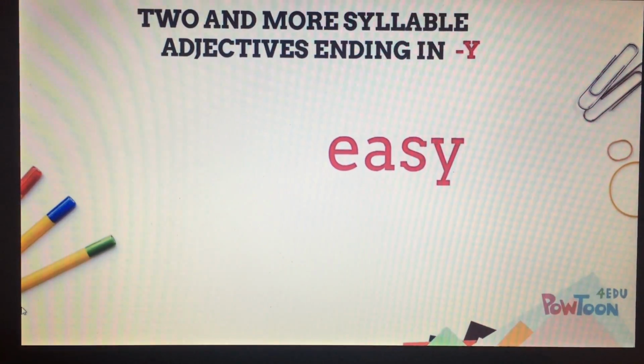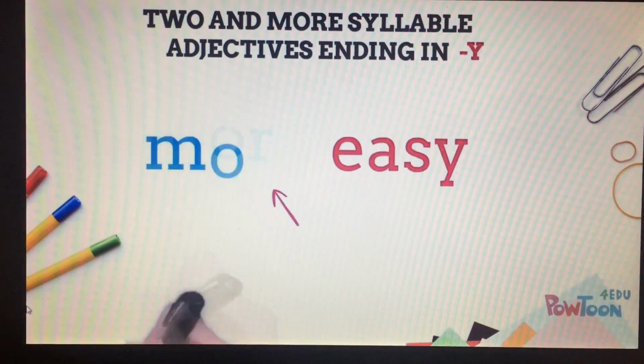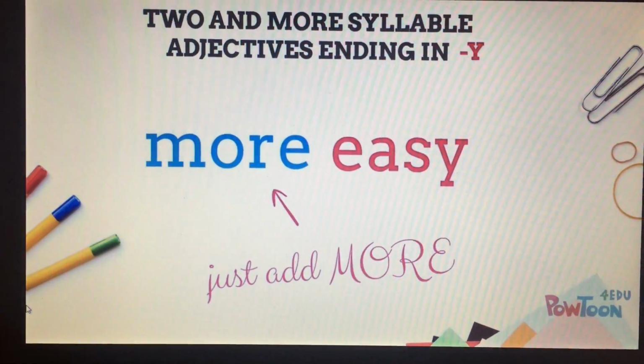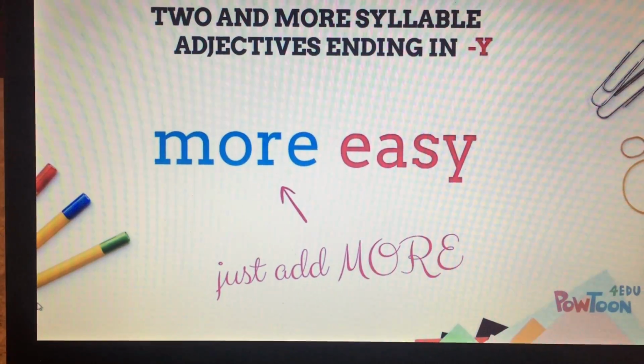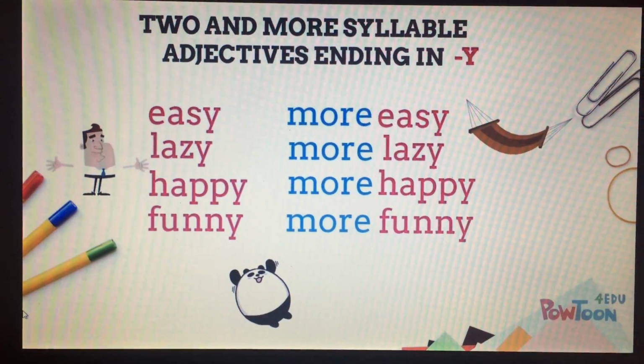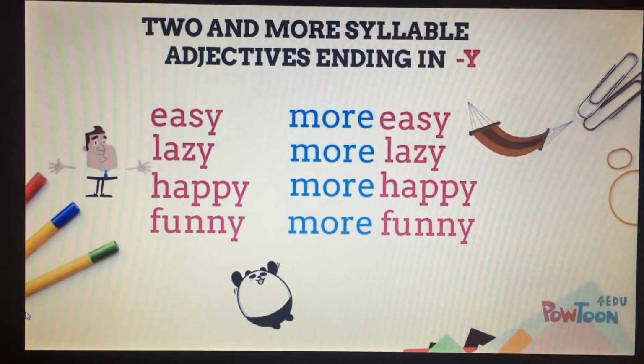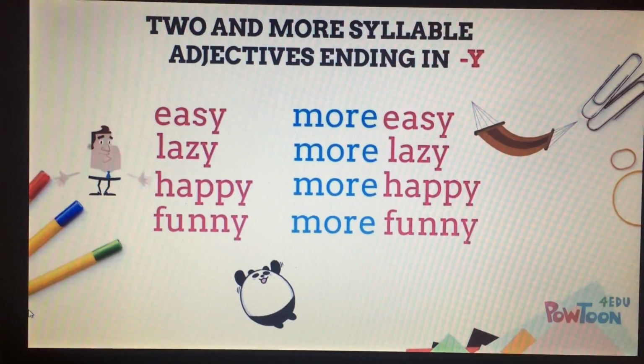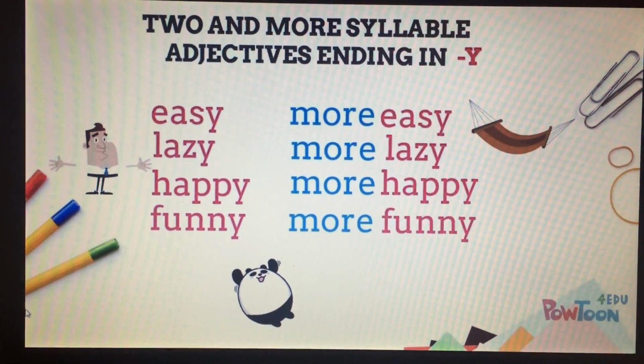You can also make the comparative form of adjectives ending in y with the help of more. More easy. So there are two ways. More easy, more lazy, more happy, more funny.